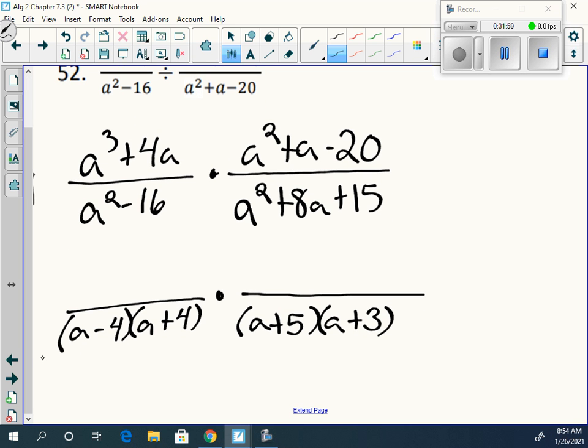Let's look at the numerators. What would we do to a cubed plus 4a? We could factor out an a, which would leave us with what? Because a squared and 4 are both perfect squares, so we have a difference of perfect squares. Well, is a squared plus 4 a difference of perfect squares? Difference would be subtraction, so we don't have that, so it doesn't work that way.